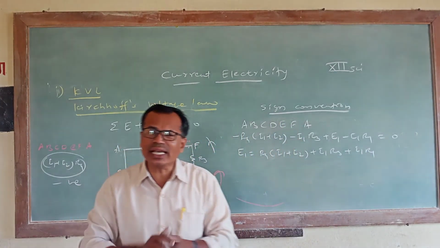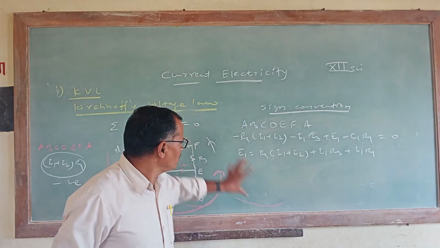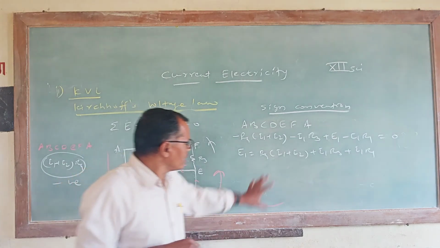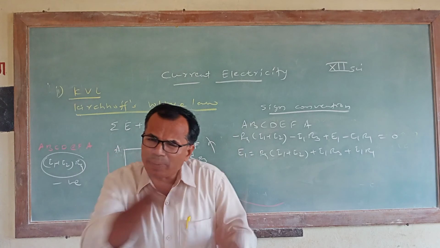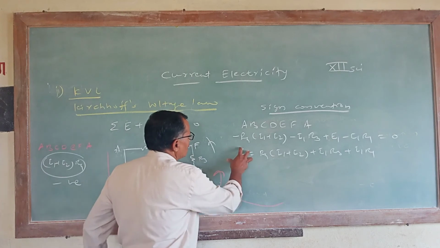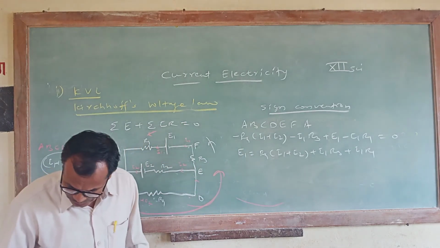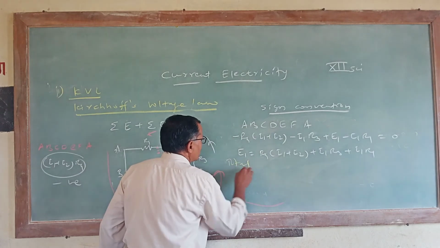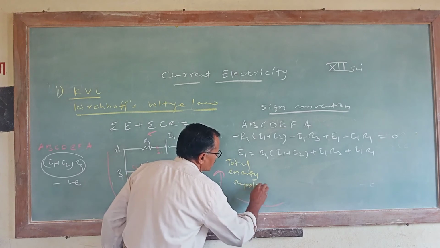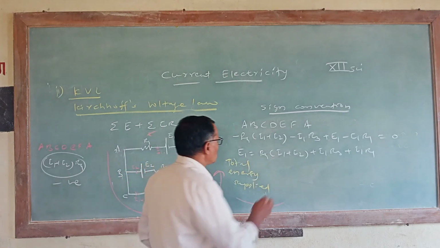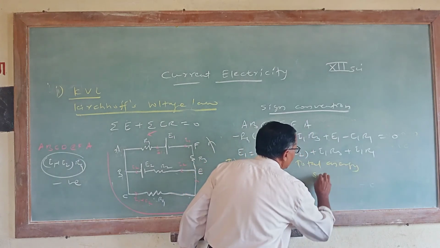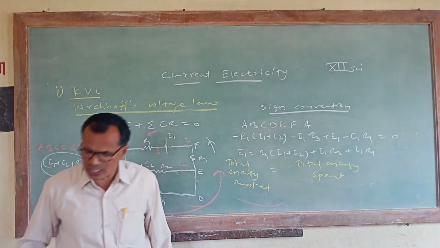Now what is EMF? EMF is the energy supplied for the circulation of a unit charge once around the circuit. And this IR is the energy spent during the circulation of a unit charge. So this E means the total energy supplied, and this product IR means the total energy spent in the circuit for the circulation of a charge.